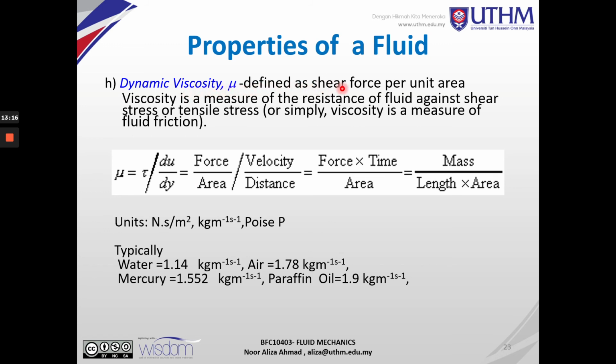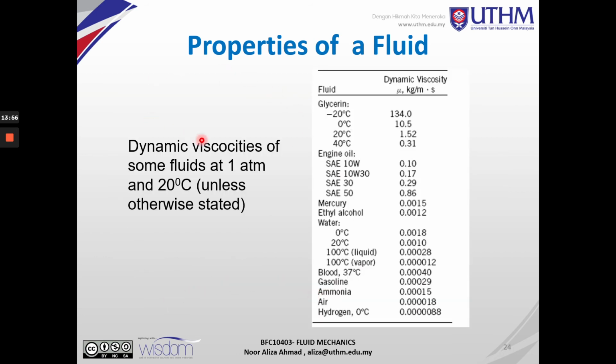Dynamic viscosity is defined as shear force per unit area. Viscosity is a measure of the resistance of fluid against shear stress or tensile stress, or simply viscosity is a measure of fluid friction. So we use these equations, and the unit is Newton second per meter squared, kg per meter per second, or poise. So we typically use water, air, mercury and paraffin oil. This is the value for all the fluids here. This is the dynamic viscosity of some fluids at 1 atmosphere at 20 degrees Celsius. This is the difference of the fluids, so this is the dynamic viscosity here.